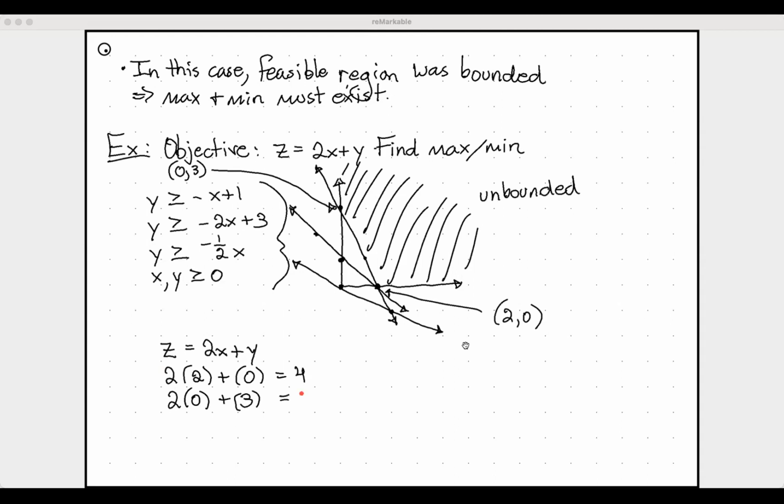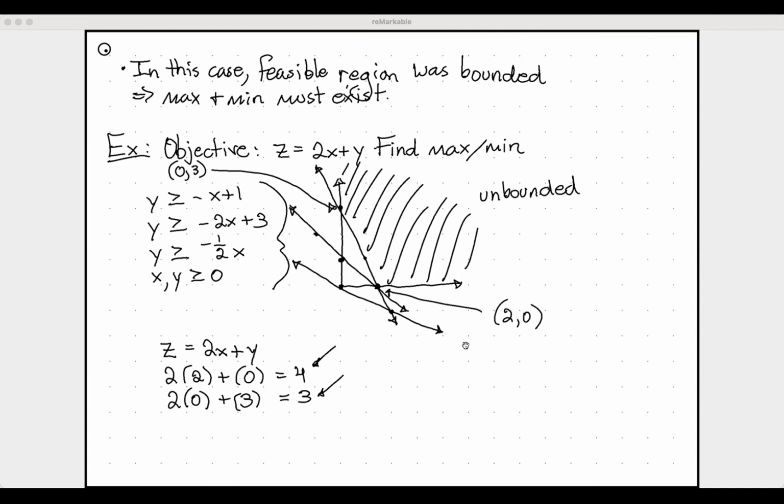And that gives me 3. So if a max or min exists, it will occur here. I do have a bigger point and a smaller point. However, technically I can plug in any X and Y pair in my feasible region to find a Z value. So let's see if I can find an X and Y pair that gives me something bigger than 4. And then let's see if we can find anything less than 3.